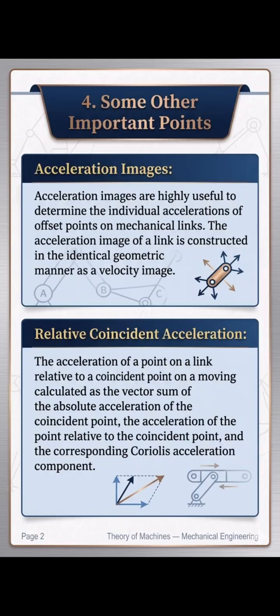The acceleration image of a link is constructed in the identical geometric manner as the velocity image. The relative coincident acceleration, the acceleration of a point on a link relative to a coincident point on a moving link, is calculated as the vector sum of the absolute acceleration of the link, the acceleration of the coincident point, the acceleration of the point relative to the coincident point, and the corresponding Coriolis acceleration component.